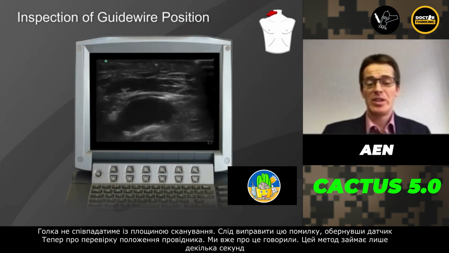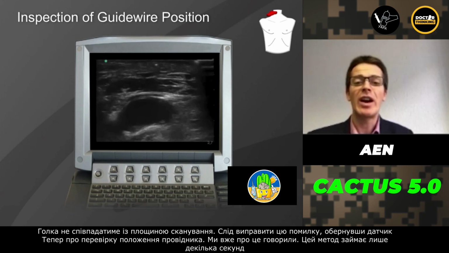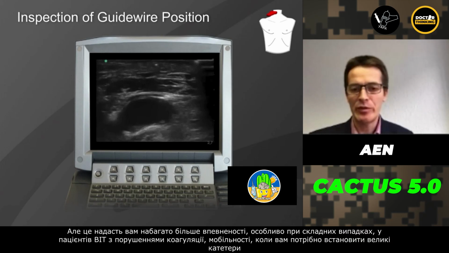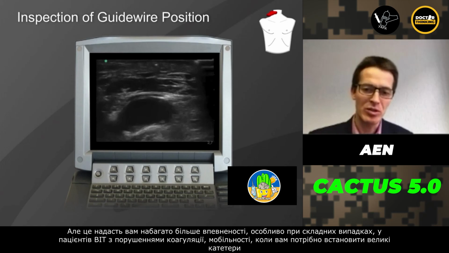Another thing is the inspection of guide wire position, which we were talking about before already, and this is a method that only takes a few seconds and gives you a lot more confidence, especially in difficult cases, in cases on ICU with coagulation abnormalities, in patients where you need to insert large catheters.